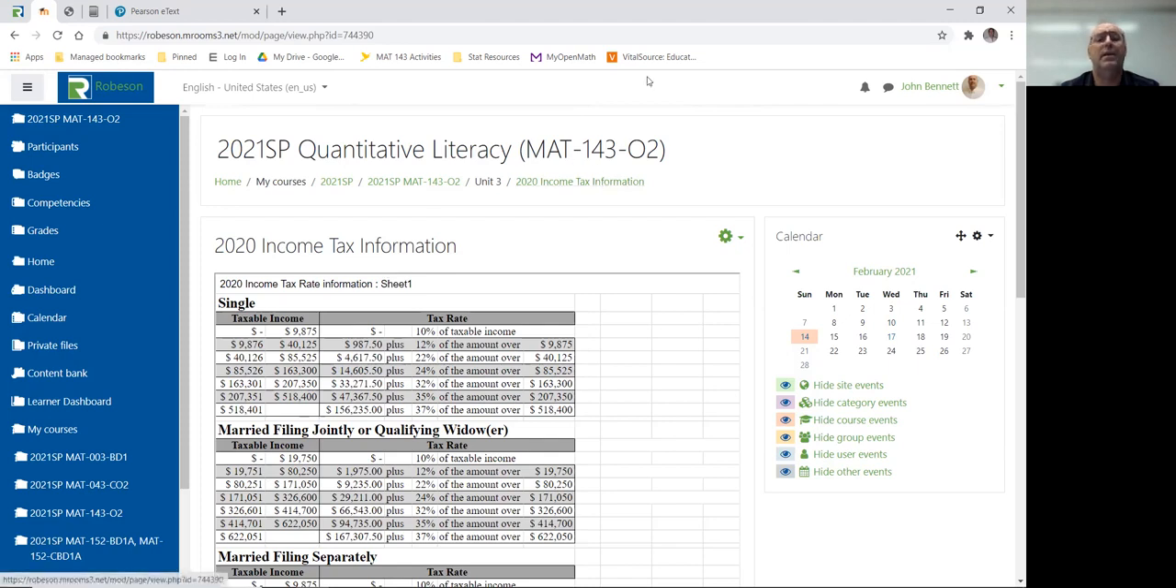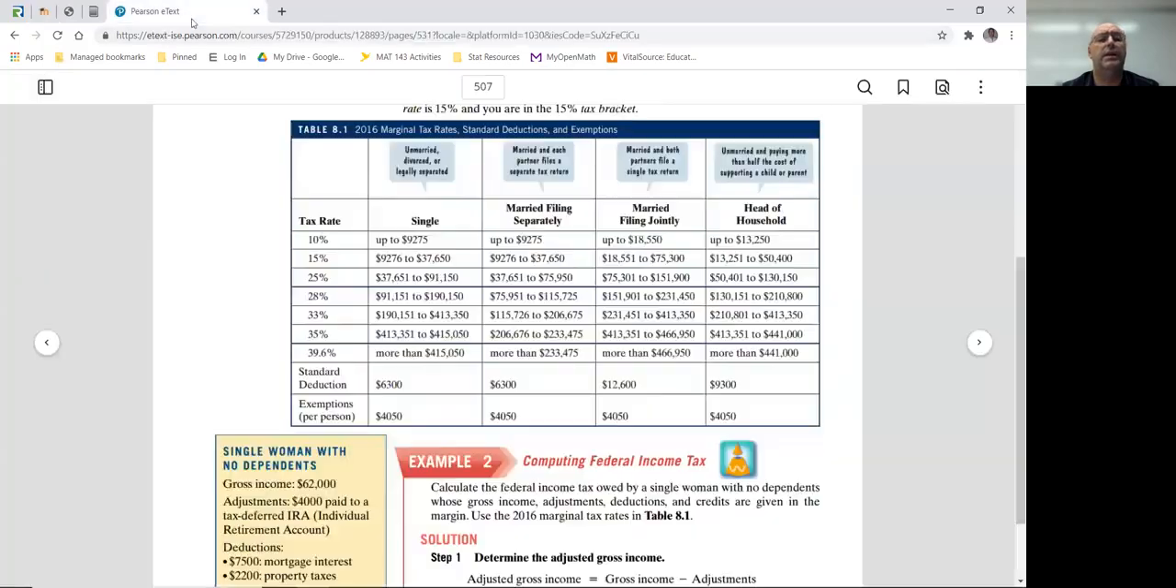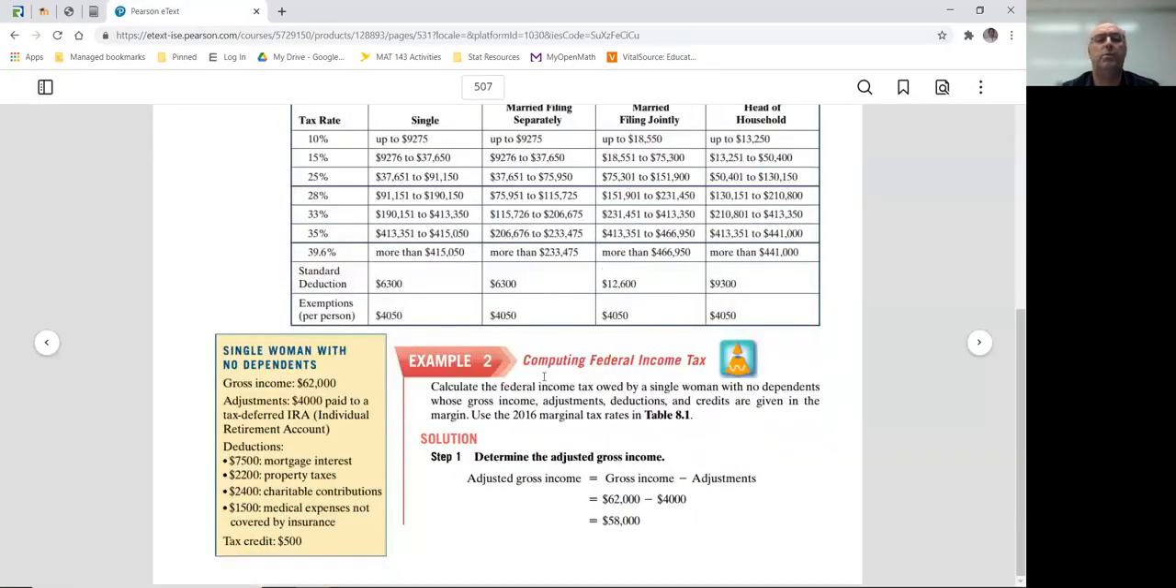So let's see how we would do that for the example that's included in the textbook. We're going to do example 2 that's on page 507. This is an example for a single woman with no children, no dependents, who made $62,000 in gross income, had an adjustment of $4,000 because of deposits to an individual retirement account. She also had deductions that are listed here. And finally, she had a tax credit of $500.